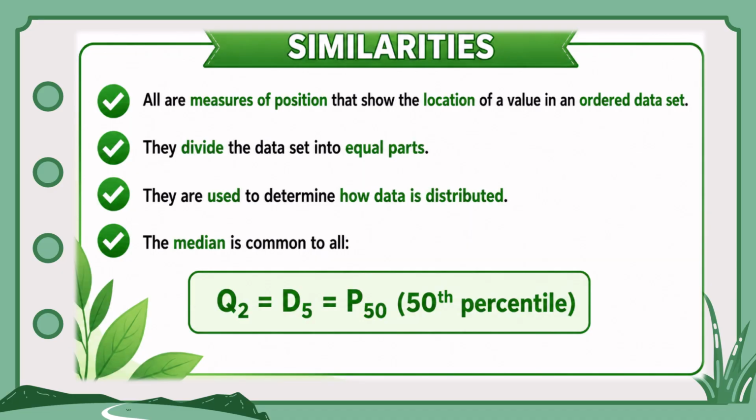What are the other similarities of the measures of position? All are measures of position that show the location of a value in an ordered data set. They divide the data set into equal parts: decile is 10, quartile is 4, and percentile is 100. They are used to determine how data is distributed. The median is quartile 2; in deciles, that is decile 5; in percentiles, that is percentile 50, and it is also equal to the median.